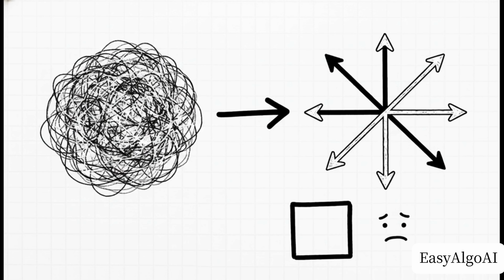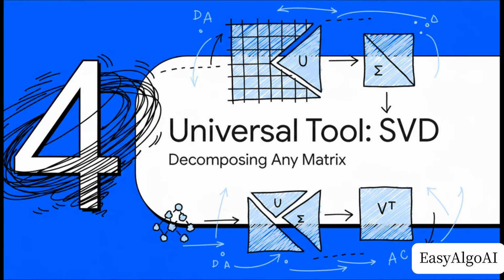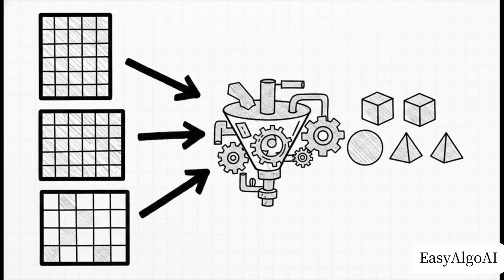And I don't know about you, but in the real world, my data is almost never perfectly square. Which leads us perfectly to step 4, the universal tool, SVD. Enter SVD, or Singular Value Decomposition. In the realms of machine learning and data science, this thing is an absolute powerhouse. The incredibly cool thing about SVD, which, by the way, has literally been called the fundamental theorem of linear algebra, is that it is universally applicable.